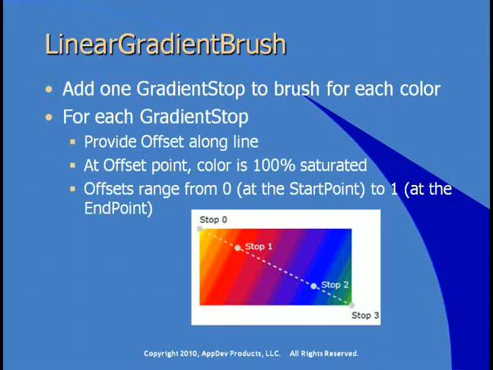So here you can imagine yellow at stop 0, green at stop 3, red at stop 1, and blue at stop 2. Stop 1 is some proportion of the distance from stop 0 to stop 3, and stop 2 is some proportion of the distance between stop 0 and stop 3 as well. So stop 1 might be at 0.25, stop 2 might be at 0.75, stop 0 is at 0, and stop 3 would be at 1, the endpoint of that line.